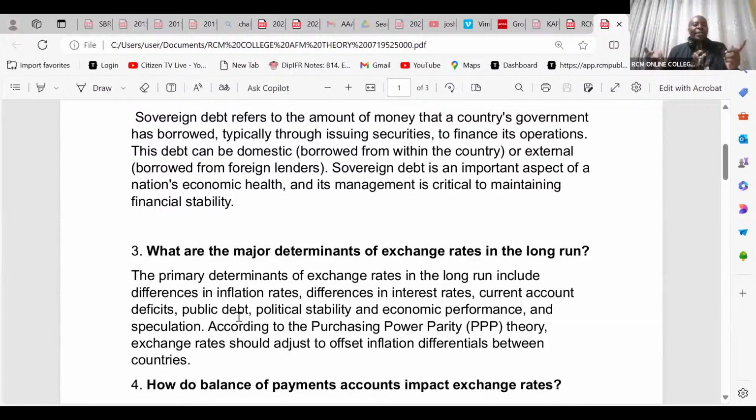So public debt, differences in interest rates, current account, public debt. Political stability is, of course, a big influencer. Economic performance: countries that are economically performing very well always have stable currencies. And of course, there are people who hold on to dollars for speculation. Those who hold onto dollars automatically make the dollars scarce in the market, and then the exchange rate changes.